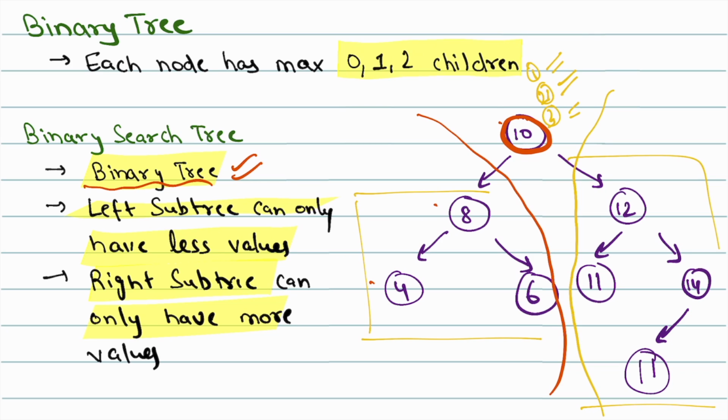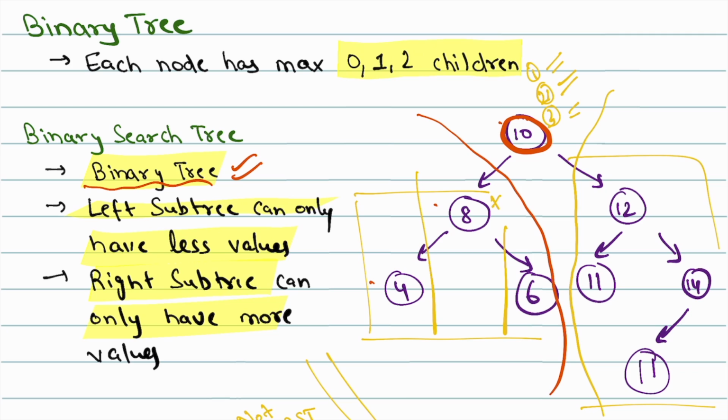Now we need to check these three conditions for all of the nodes before we can say that it's a binary search tree. So if you look at node 8, 4 and 6 are the subtrees, and 4 is less than 8 and 6 is actually less than 8. It's not more than 8. So this does not satisfy the condition. So from here only we can say that it's not a binary search tree, not a BST, right?